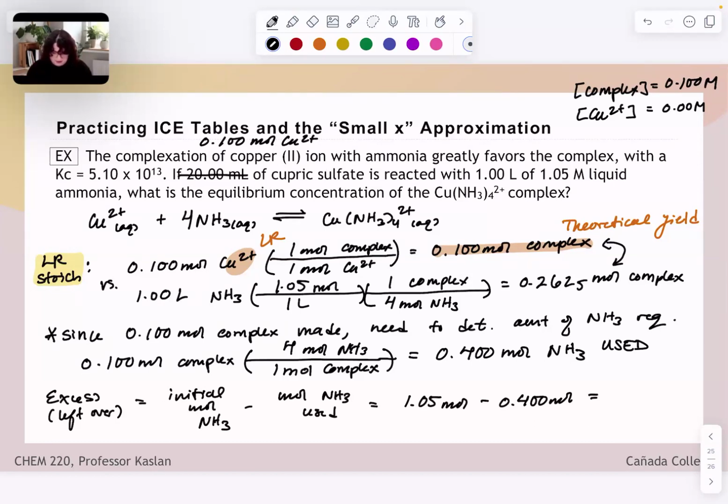So let's take that difference, 1.05 minus 0.400. And we are limited to 2 digits after, that is 0.65 mole NH3 in excess. So now, our little notebook that we're keeping up here, we know the concentration of ammonia once the reaction has run to completion is 0.65 moles in that liter, right? So this is in the 1.00 liter.